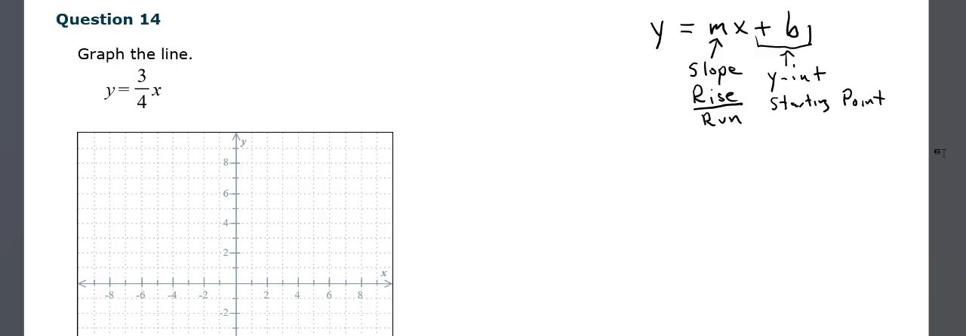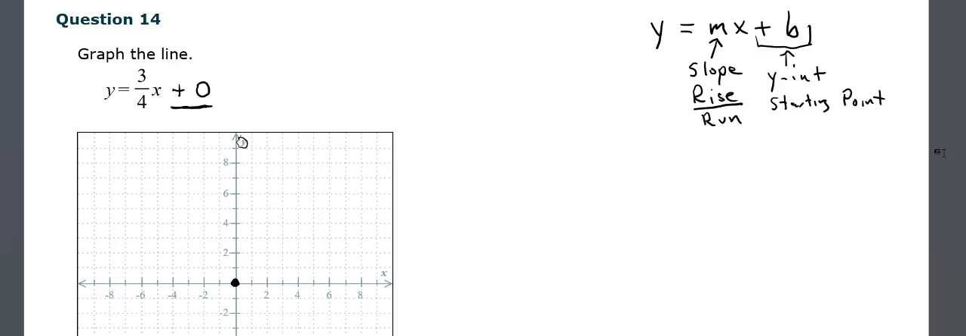So for this particular problem, it's y equals 3/4 x, but notice there's no plus or minus at the end, so that's understood just to be 0. So once we have it in our slope-intercept form, we come to our y-intercept, which is that last value, that constant. In this case, it's 0. So that's our starting point on the y-axis. So I put a point at 0.